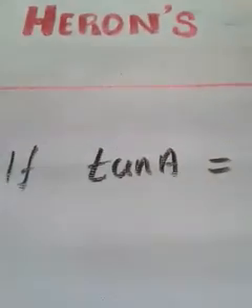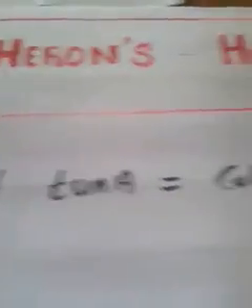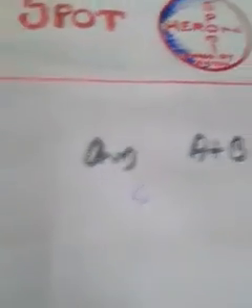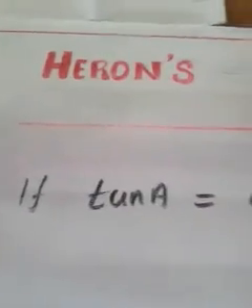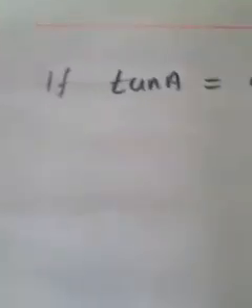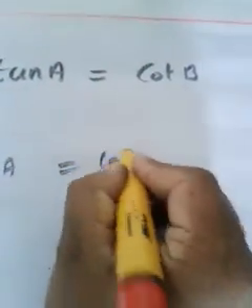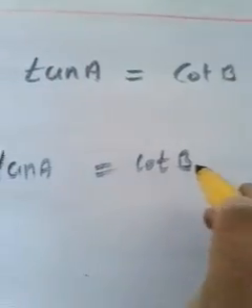So the question is, if tan A is equal to cot B, then find A plus B. If tan A and cot B are equal, then find A plus B. Okay, so let me come to the question. What is given? Tan A is equal to cot B is given. We have to find out the sum of A and B.